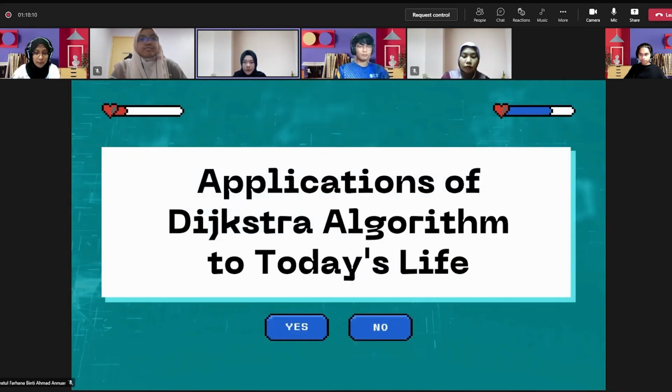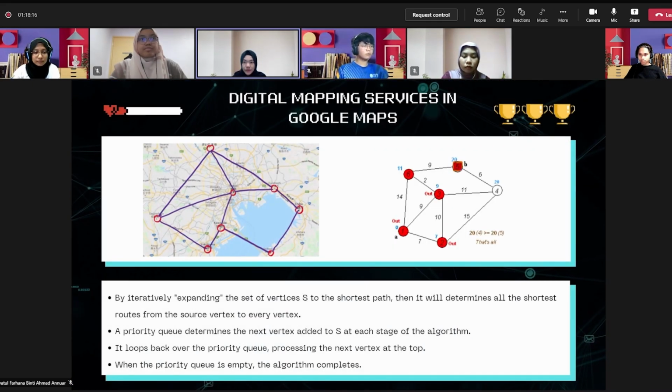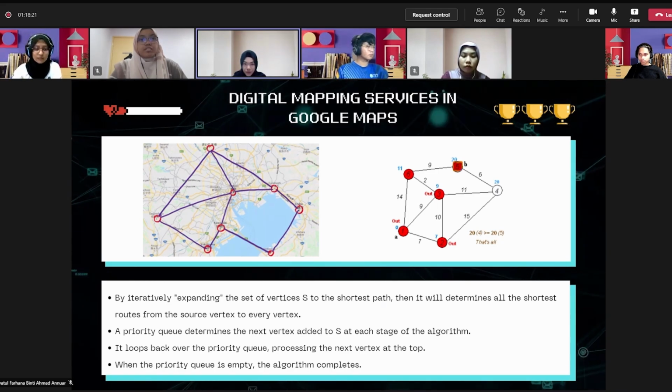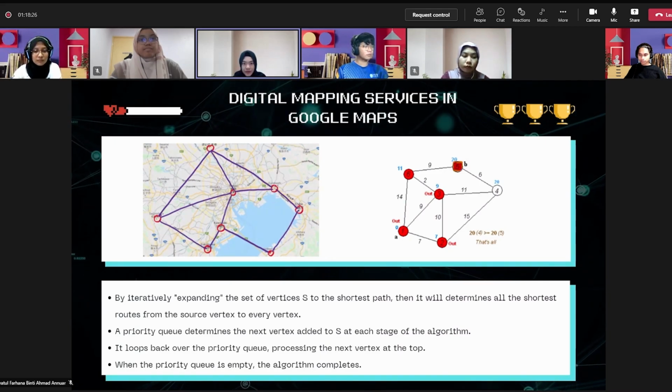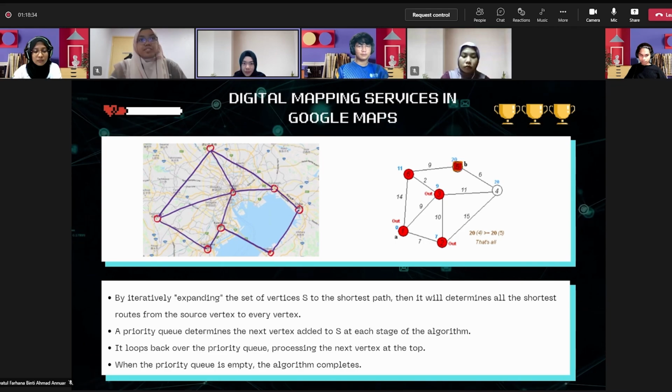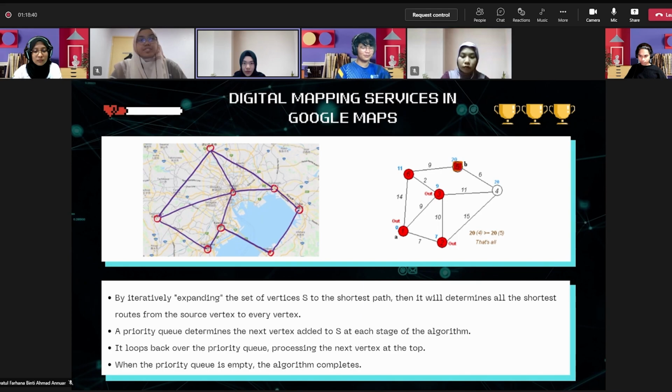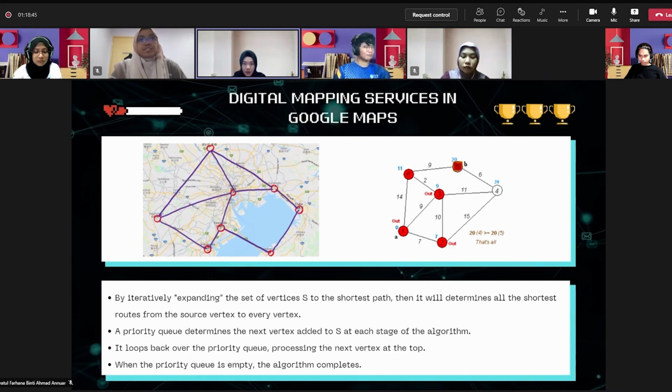Next is application of Dijkstra algorithm for today's life. First is digital mapping in Google Maps. Using the Dijkstra algorithm, the shortest path between the source and the destination can be computed. By iteratively expanding the set of vertices with the shortest path, it will determine all the shortest routes from the source vertex to each vertex. A priority queue determines the next vertex and adds it to S at each stage of the algorithm. It will loop back over the priority queue, processing the next vertex at the top. When the priority queue is empty, the algorithm is complete.